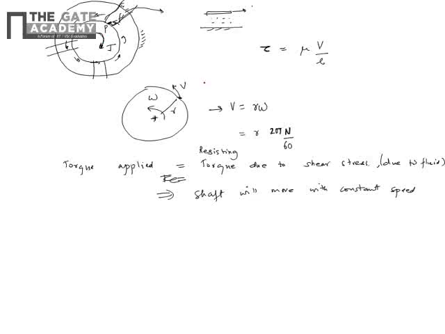If you just correlate with this figure, the applied torque is towards clockwise, so omega will be clockwise, and therefore any point on this will be moving in this direction. Let me correct this. So omega will be in this direction, velocity of any point on the shaft will be in this direction, and the friction force is as indicated this way. Now the torque due to friction is basically tau into the area of the cylinder, which is nothing but 2 pi r, the periphery, into L.